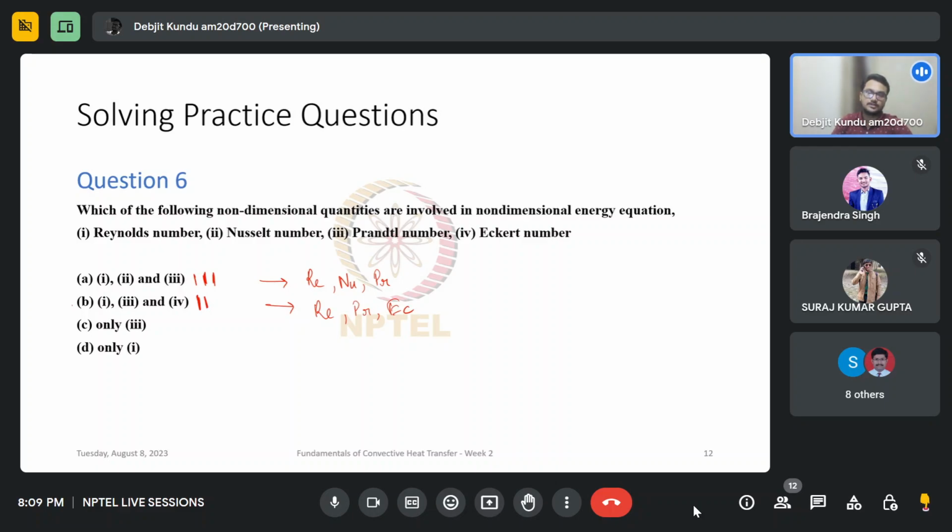So we are solving question number 6 of today's session, which is asking us which of the following non-dimensional quantities are involved in the non-dimensional energy equation. There are four numbers listed here: one Reynolds number, two Nusselt number, three Prandtl number, and four Eckert number. Then we have different combinations in the options given below. So option A is 1, 2, and 3. Option B is 1, 3, and 4. Option C only 3. And option D only 1.